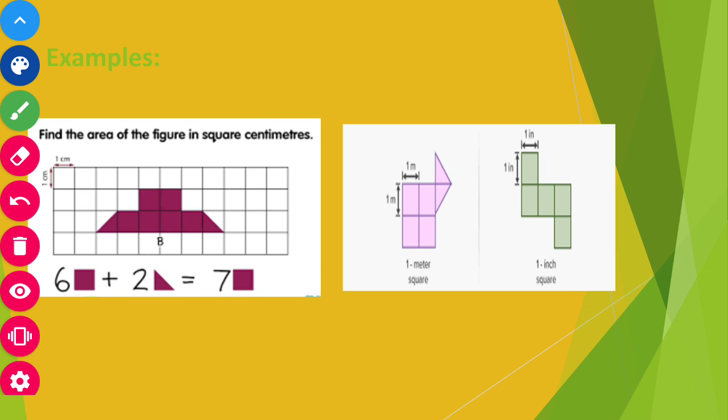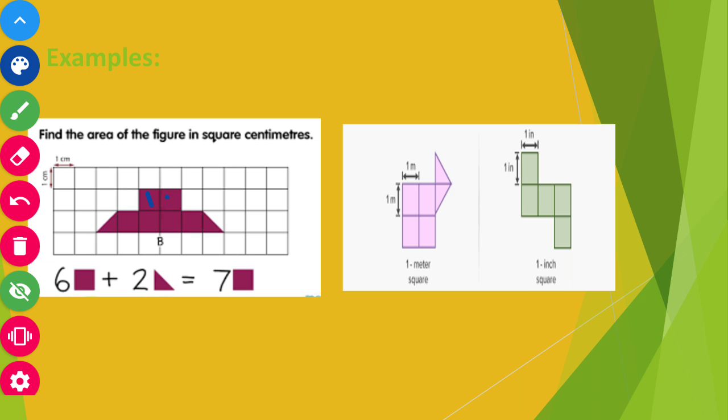Let's find the area, which is in square centimeters. Each square box has a side length of 1 centimeter. Now, find the area of the figure in square centimeters. We just need to find the shaded region. So how many squares are there?